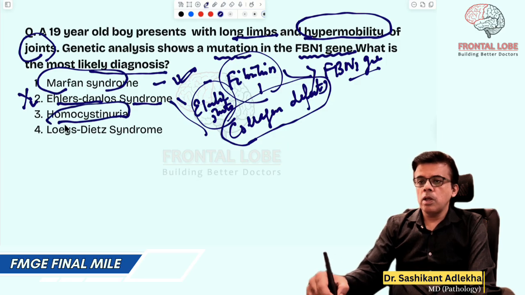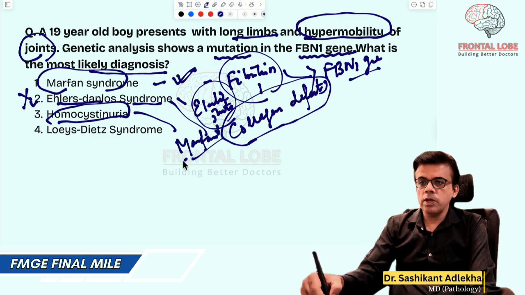Homocystinuria. Homocystinuria means homocysteine to cystathionine conversion is lacking over here. So cystathionine synthetase is lacking. So that means more of homocystinemia and associated homocystinuria. Here also Marfanoid habitus can be present. So Marfan-like features can be present in homocystinuria as well. But here the FBN gene defect is not there. The enzyme cystathionine synthetase is defective over here. So this is also ruled out.